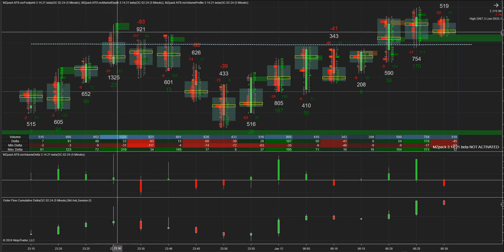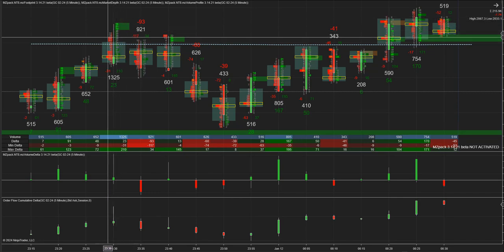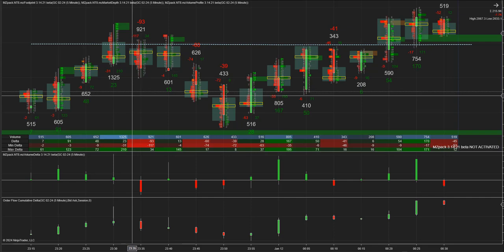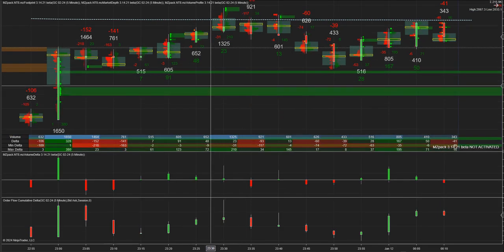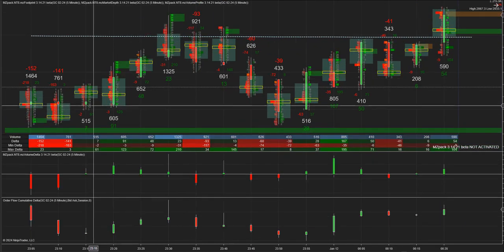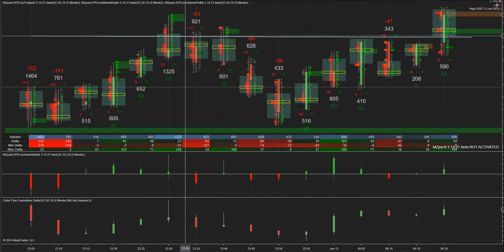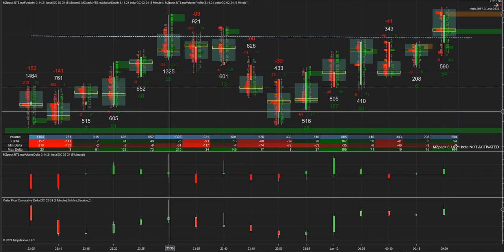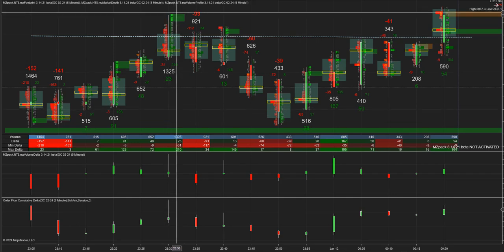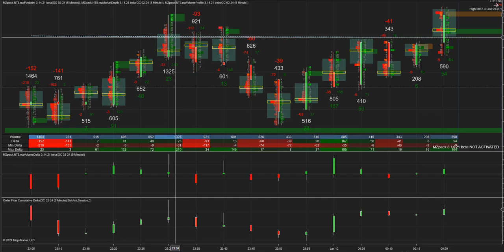So whenever you see something like this happening, you want to basically bail out. If you were in a trade somewhere around here, say you went long here, when you see something like this happening, you want to exit your trade, save some profits, or risk-free your position. So this is stacked imbalance. This type of stacked imbalance tells you what's going on with the market.